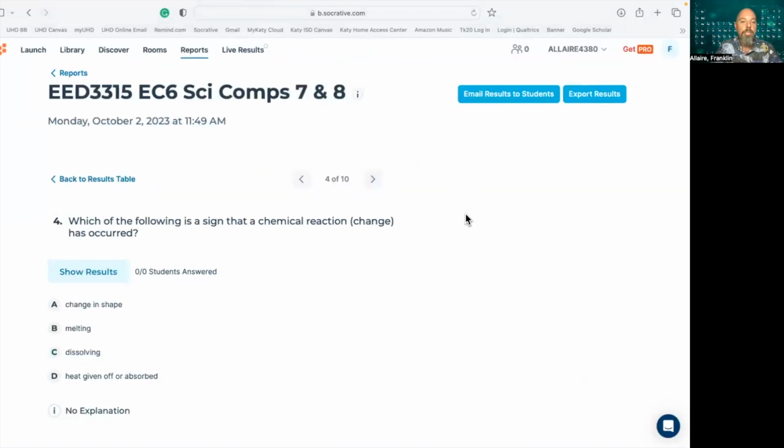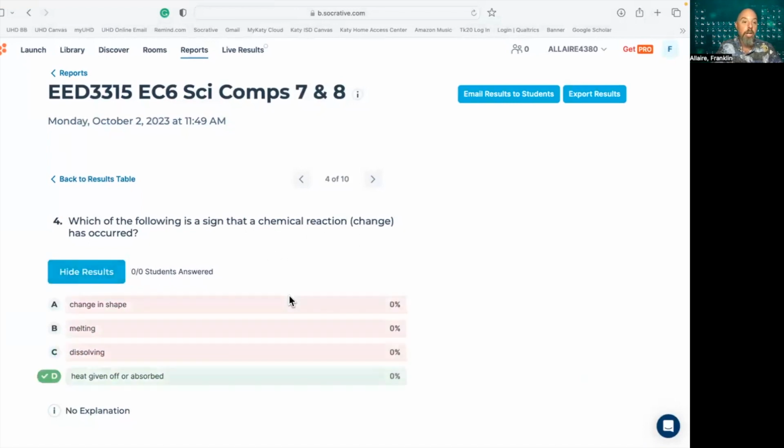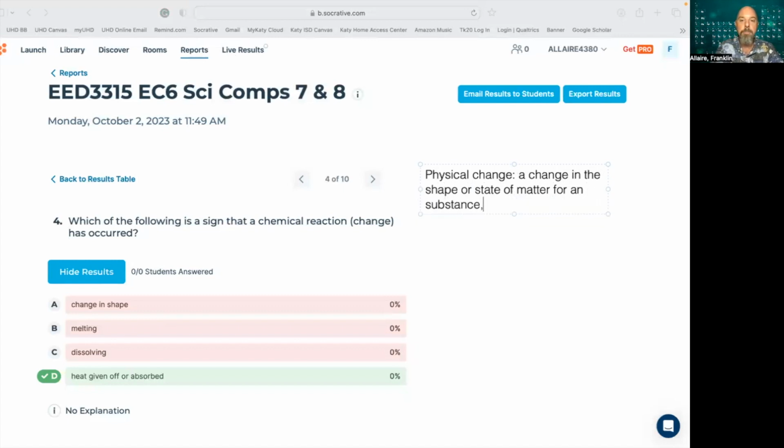Number 4, which of the following is a sign that a chemical reaction or a chemical change has occurred? So all of these, A, B, and C, changes in shape, melting, and dissolving, these are all physical changes. Okay, so it's important to kind of review some of these terms. A physical change is a change in the shape or state of matter for an object. Maybe a better way to say this is for a substance.